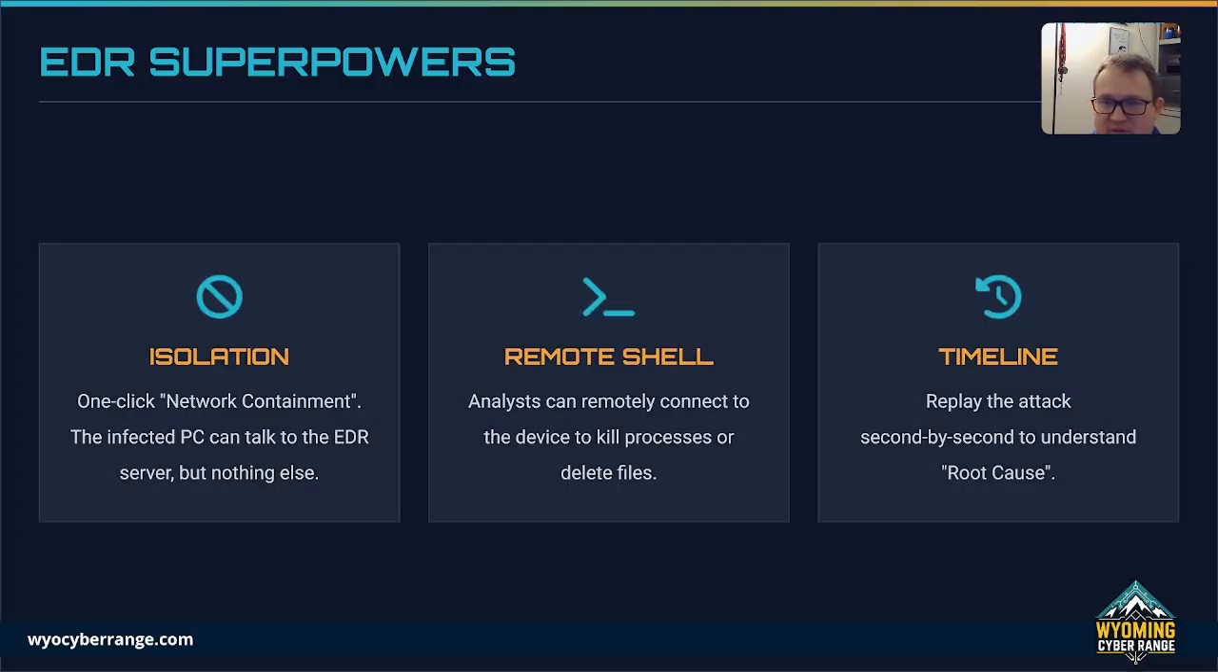Now, the EDR superpowers are going to help us as analysts. The first thing it can do is isolation. With one click, you can put a digital bubble around an infected laptop, and it can talk directly to the security server, but won't be able to infect the rest of the network. The second one would be the remote shell. You don't have to walk down to the user's desk. We can remote in via a command line to kill processes and delete files. And third, it's going to allow us to have that timeline. We're going to replay the attack second by second to find the root cause. How the heck did it get in the first place?